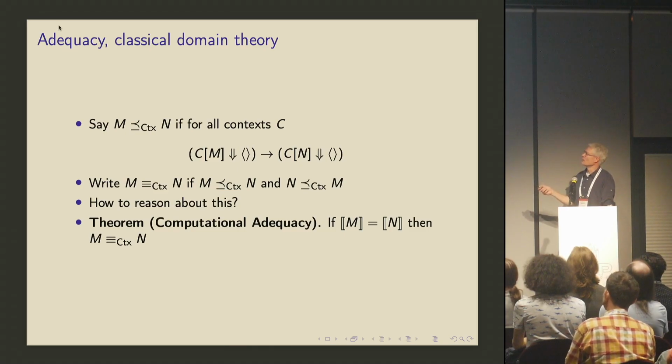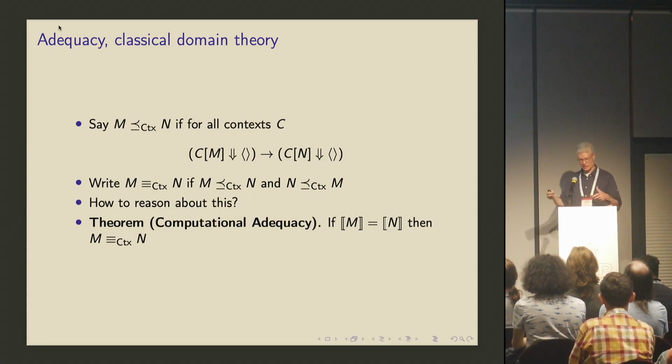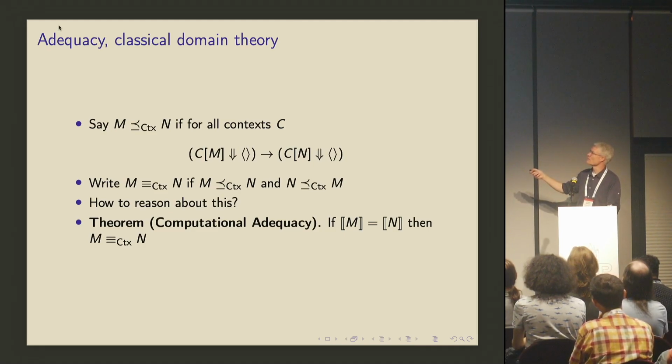Let's recall contextual equivalence or contextual approximation. You would usually say that n contextually refines m if for all contexts C that close m and n to closed terms of type unit, if C of m terminates, then also C of n terminates. That's a standard definition of contextual approximation for FPC, and you can then symmetrize this to contextual equivalence.